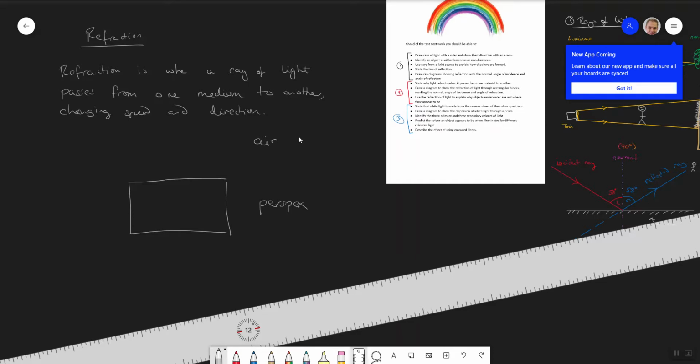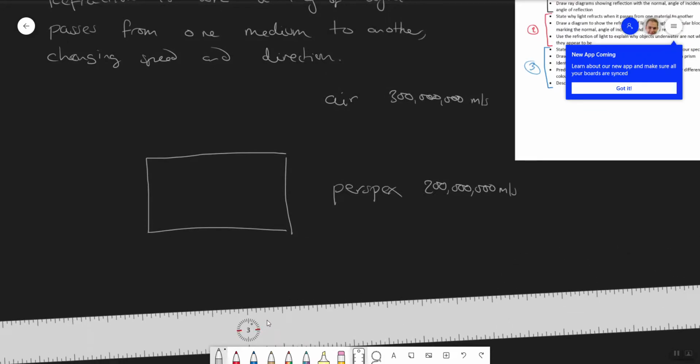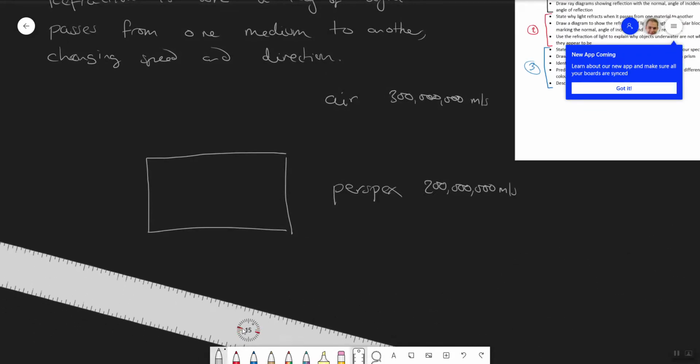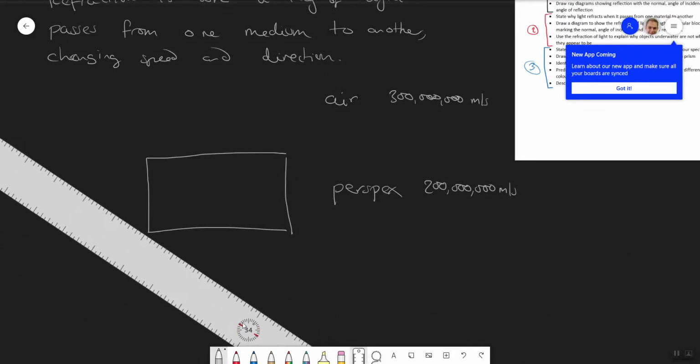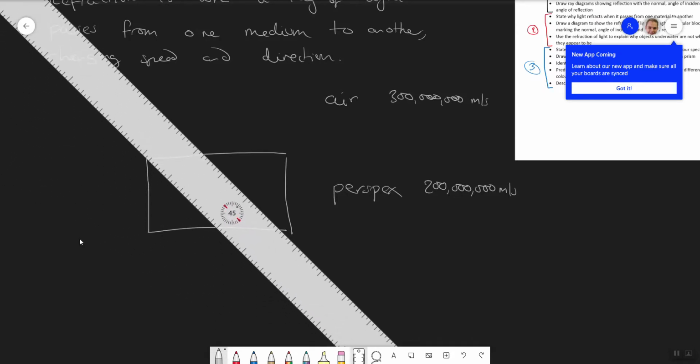Okay, for reference, it travels at 300 million meters per second in air, it only travels at 200 million meters per second in perspex. Still pretty fast, but there we go. And what we end up with here is refraction. And whilst there's a law of refraction, that is not something that you need to know in year 8. It's something you'll meet later on in your science career.